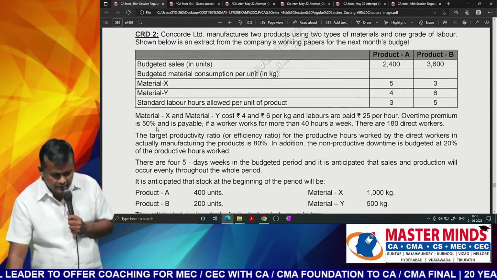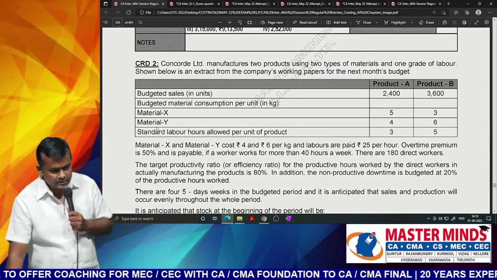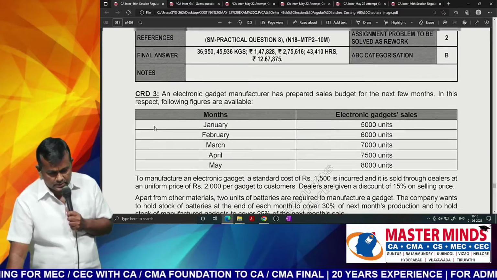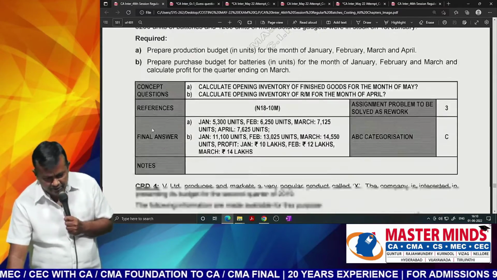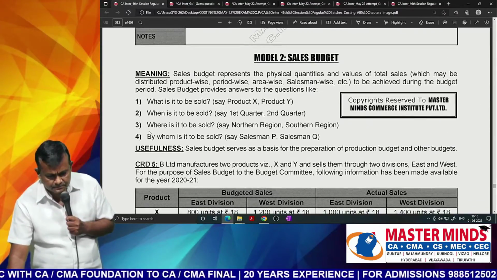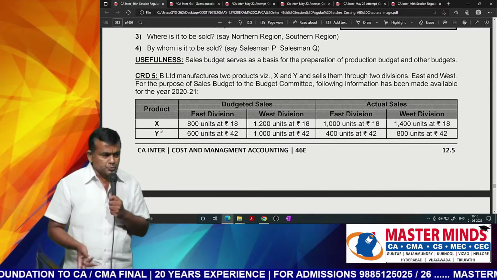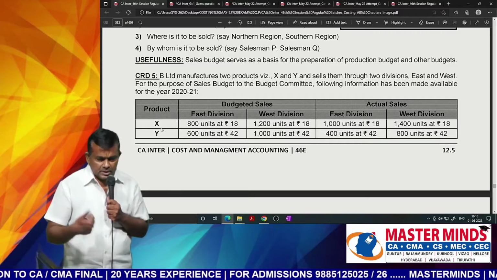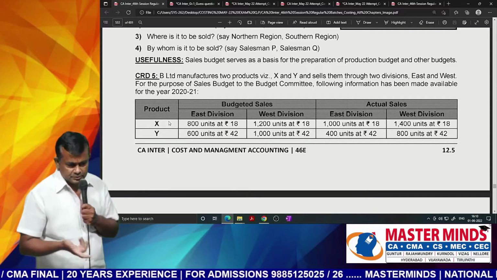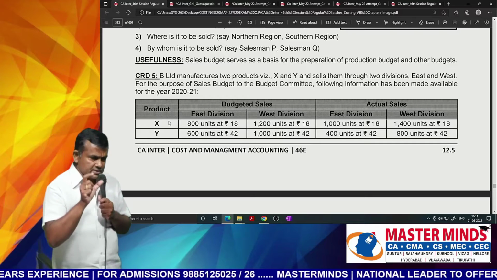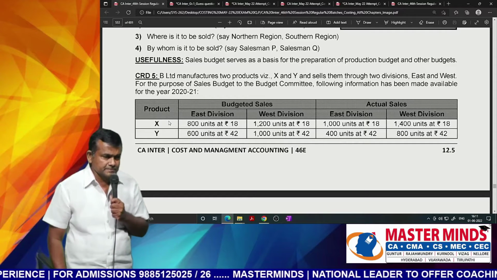This is the CRD 2, sir. And next to CRD 5. So, these two problems are merged and create a new problem. That is given in the problem. So, if you listen to the classes carefully, simply do it, sir.